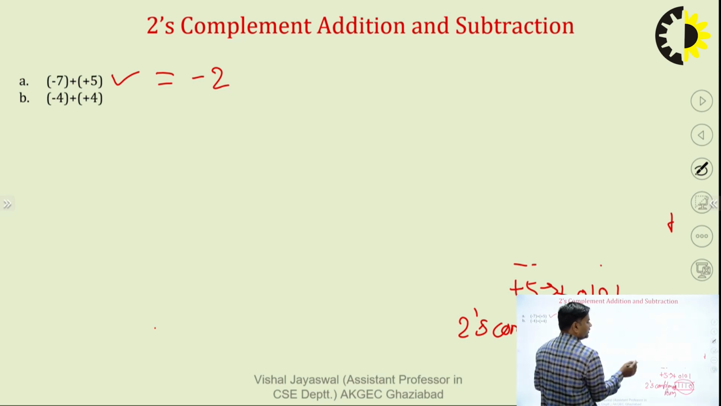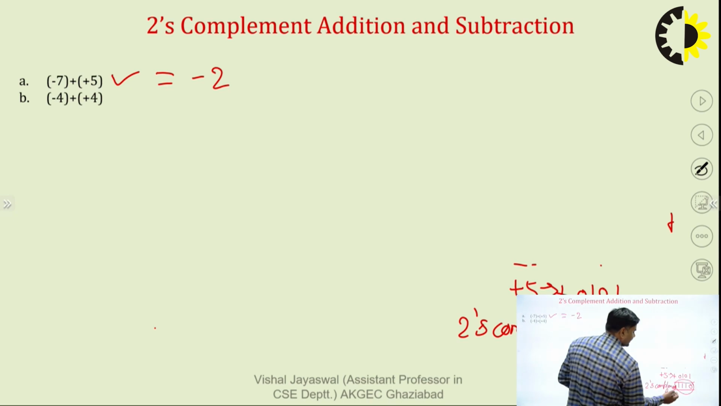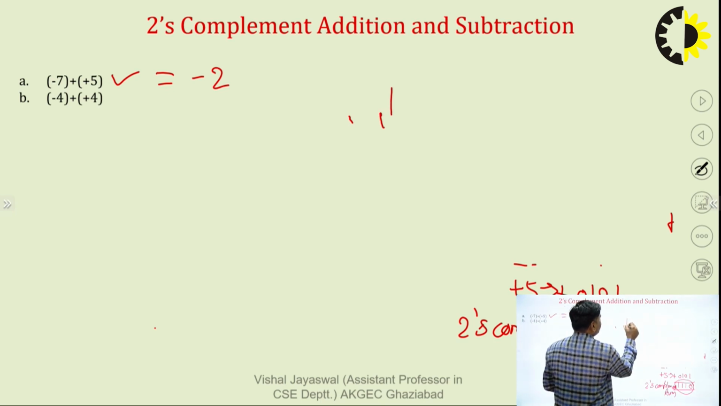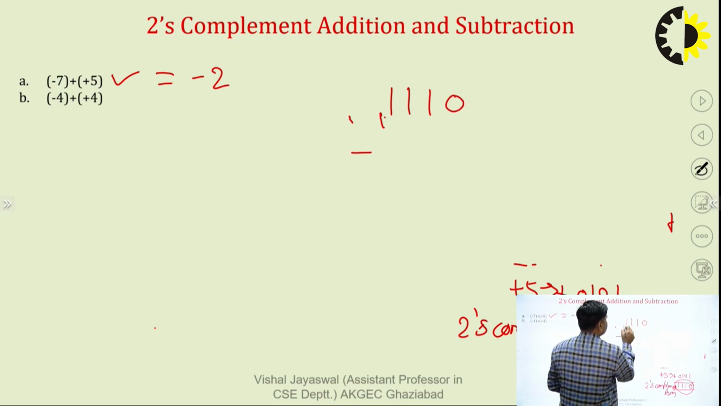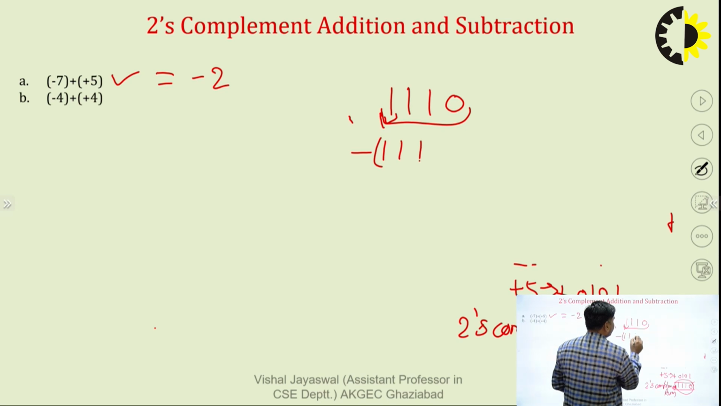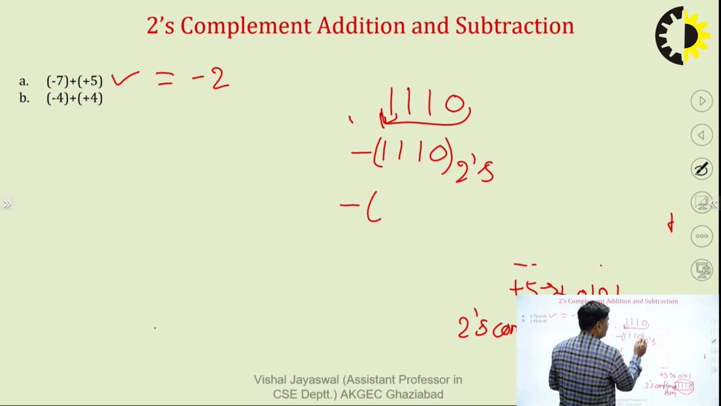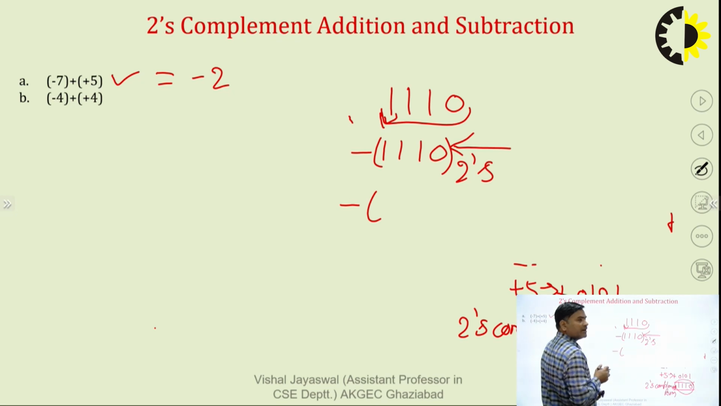So if we want to see that this is minus 2, then for this number 1, 1, 1, 0, the sign bit is 1, so it is negative. We write the whole number, 1, 1, 1 and 0, and take the 2's complement of this number. See from the right side, and when the first one occurs, write it down as it is, and the remaining numbers are inverted.